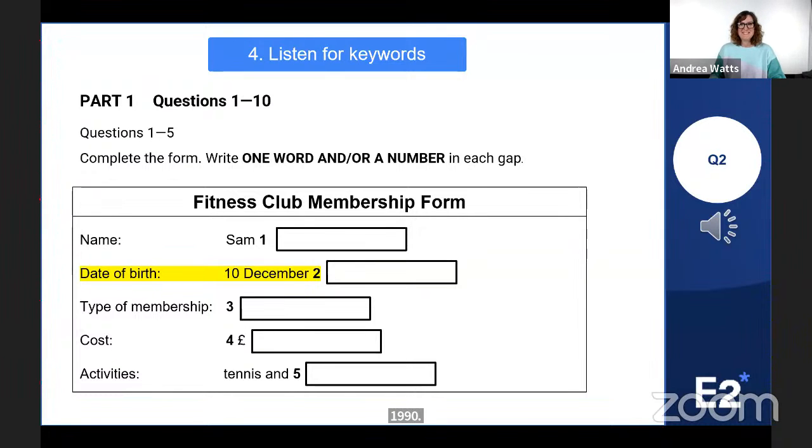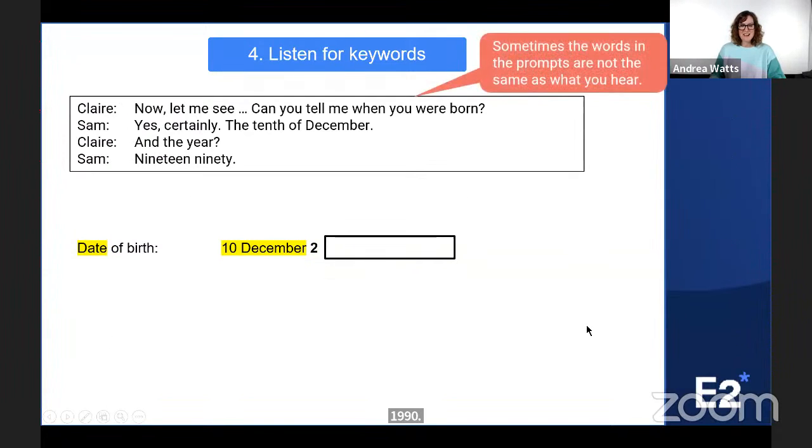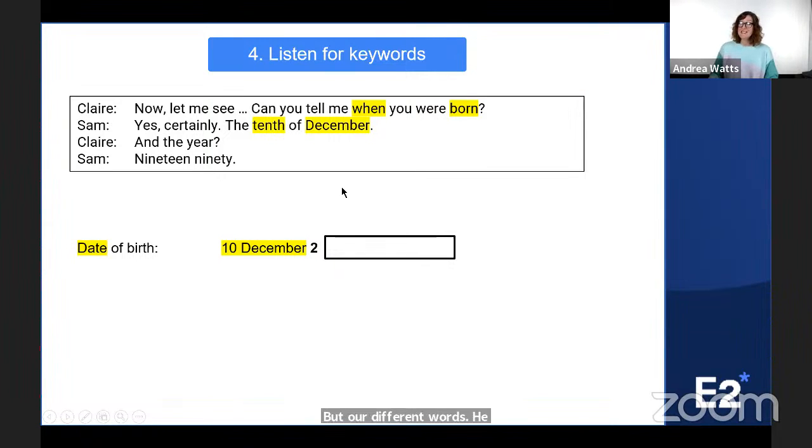All right, that was a quick one. Great, lots of great answers here. Now, we've told you to listen for the prompts, but sometimes the words in the prompts are not the same as what you hear. So our prompt is date of birth. The question says, can you tell me when you were born? So IELTS likes to use words and phrases that have the same meaning as the prompt, but are different words. He says, yes, the 10th of December, information we already have. Paraphrase, exactly. And the year, 1990. So the year is 1990.